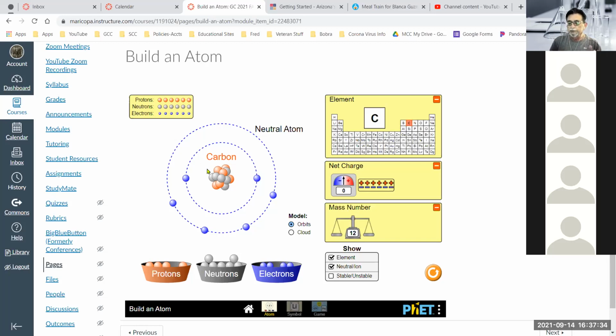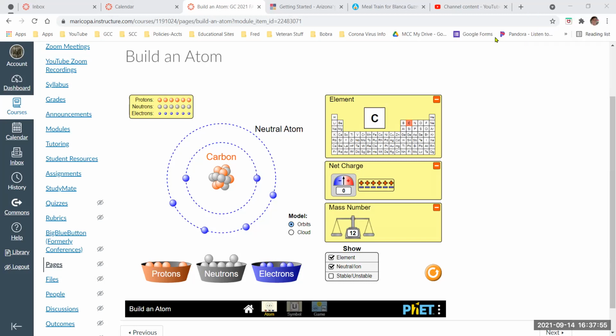This is the most abundant isotope or type of carbon in nature, about 98%. Okay, and we would write that. Let me clear this up here. Give me 1 second. We will write this as carbon-12, and that is the isotope of carbon.